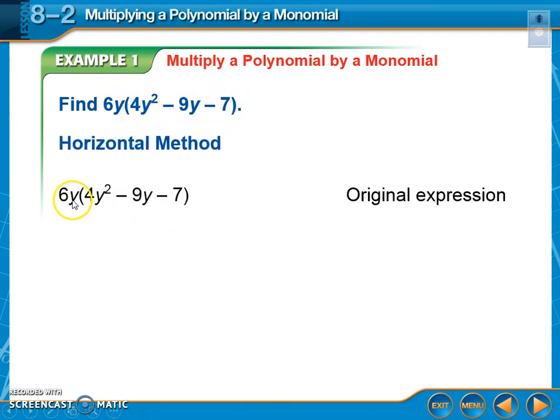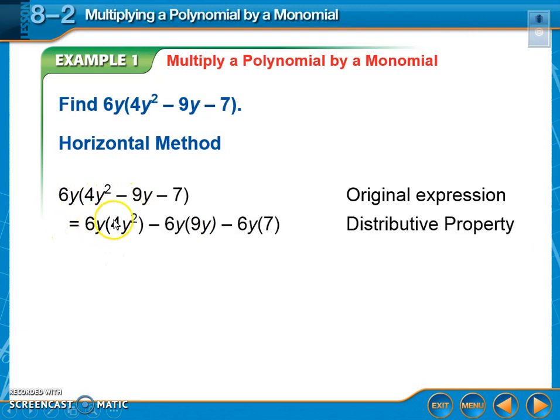Okay? Horizontal method. This is the way I use it. I never rewrite everything because I'm smart enough and you are smart enough to go 6y times 4y squared, and then 6y times negative 9y, and 6y times negative 7. Remember, this is lobster claw or half lobster claw distribution method right here. So if you look, remember this has an exponent of 1. So we have an exponent of 1 and an exponent of 2. When you put those together, exponent of 3. Right, like that. So we're taking all that we learned in chapter 7 and applying it here to chapter 8.